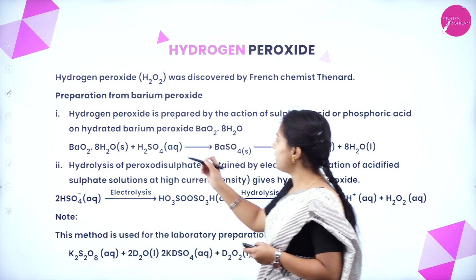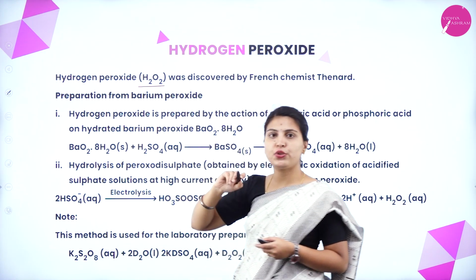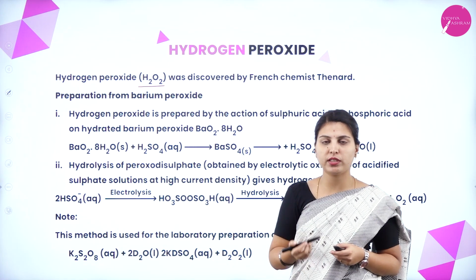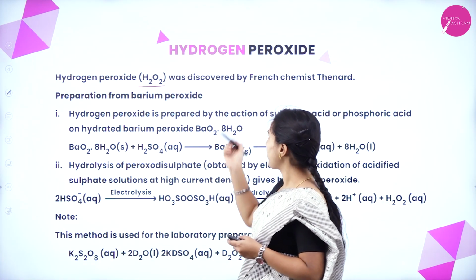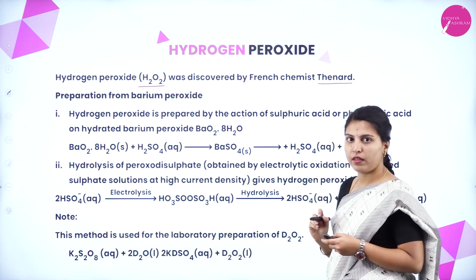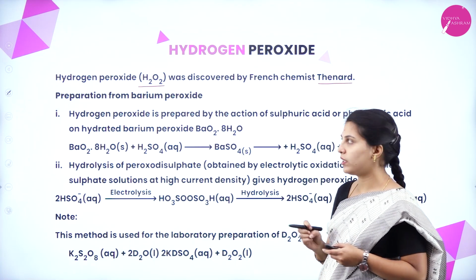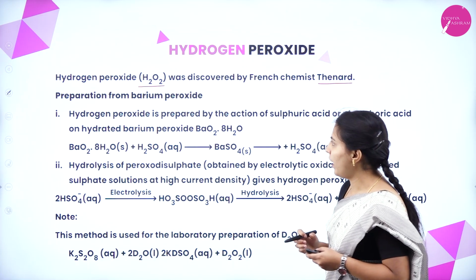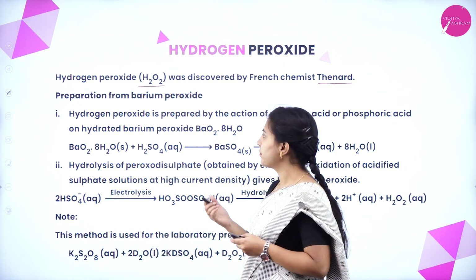Hydrogen peroxide, its molecular formula is H2O2: 2 atoms of hydrogen, 2 atoms of oxygen. It was discovered by the French chemist called Thenard. Okay, H2O2 is called hydrogen peroxide, and how will it be prepared?